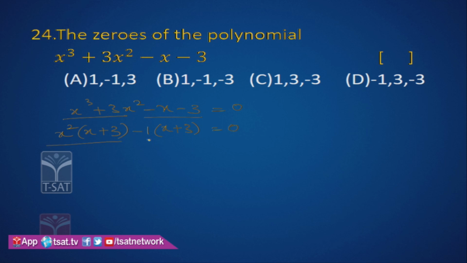So in these two terms, what is common there? x plus 3 is common there. Bring this out. Then what is left over? x square minus 1 is left. So now you equate this x plus 3 to 0. You will get x plus 3 equals 0, then x equals minus 3. When you equate x square minus 1 to 0, you get x square equals 1, then x equals plus or minus 1. That means what are the zeros? Plus 1, minus 1 and minus 3 are the zeros.